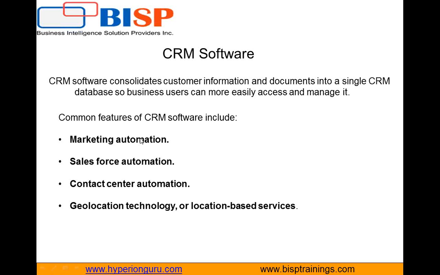Okay. These are the common features of CRM software: marketing automation, Salesforce automation, contact center automation, geological technology, or location-based services. So these are the common features of CRM. Marketing automation means a time-to-time automated process. Automation means sending emails to the customers, to the users, sending promotional emails, sending messages to them from time to time. Okay, so that it will be an automated process. We'll just set the process once, and then it will be sent automatically on a specific date or at a specific time.